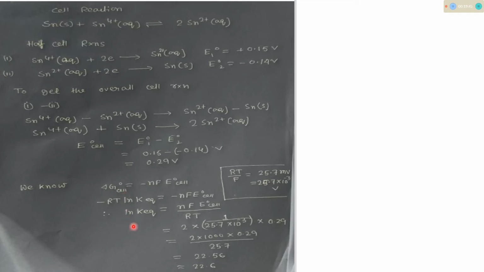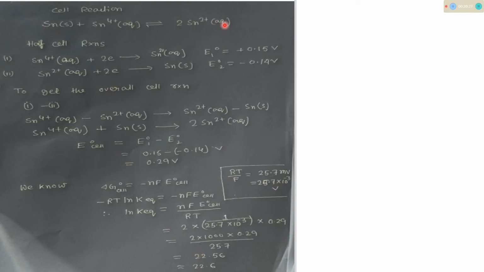From this we have to find ln K. In this reaction, the number of electrons involved in the overall reaction is 2, so n is 2, and the RT by F value was given. So F by RT means 1 divided by the RT by F value, multiplied by E0 cell. So it becomes around 22.6.